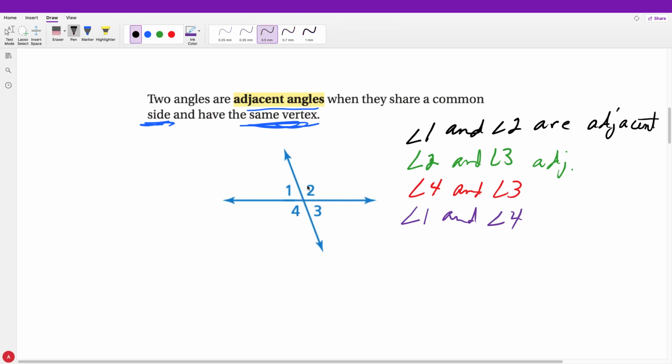So angle 4 and angle 2 share this vertex, but they do not share any sides, so therefore they are not adjacent. Angle 4 and angle 2 are actually what we're going to discuss next. It's one of the other things that you're learning in this video. In order for angles to be adjacent, they have to share a vertex and a side.